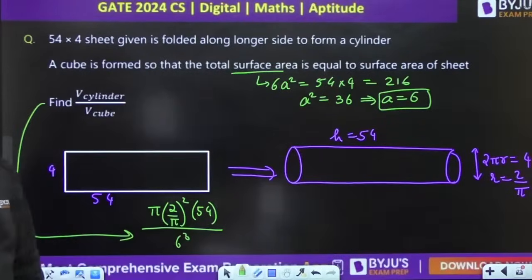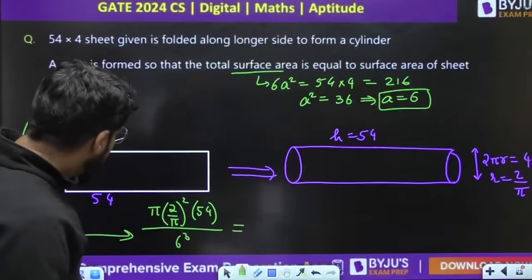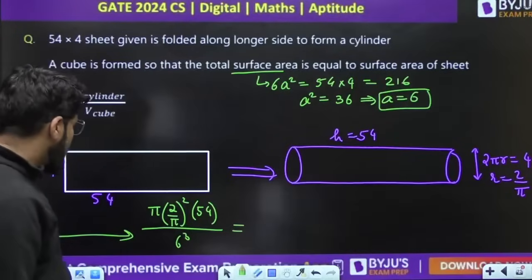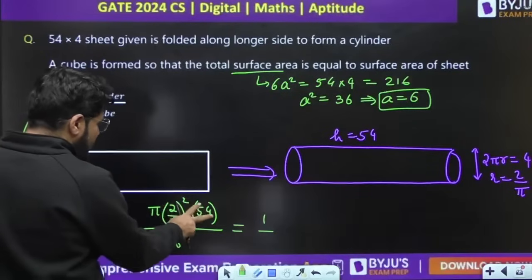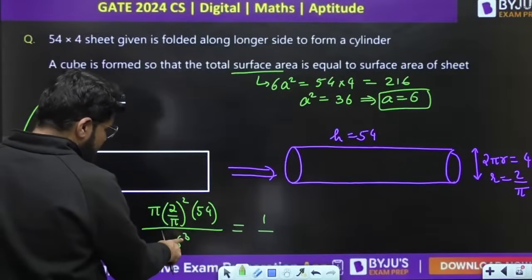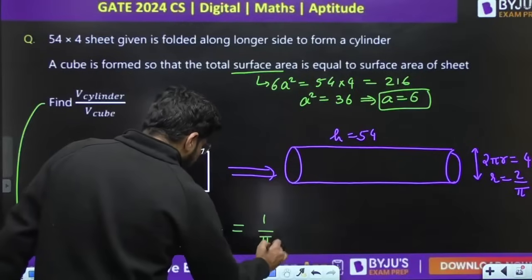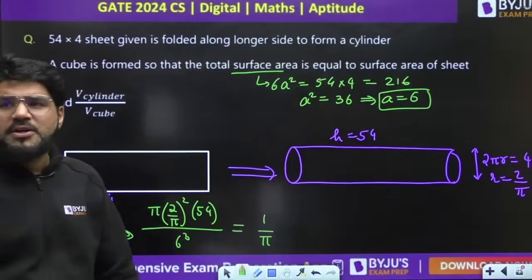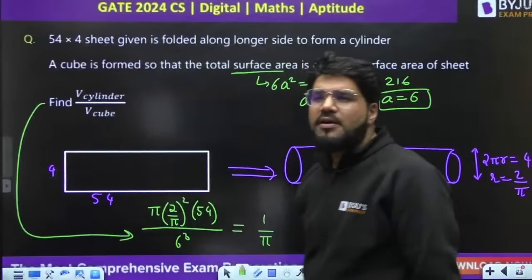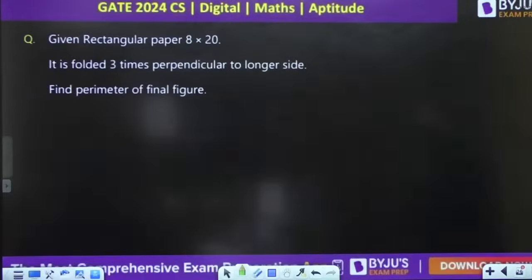Now you have to get back with the answer. So how much is the answer going to be? Let me check. We have 54 into 4, that's exactly cancelled with 6 cube, which is 216. So they are cancelled. Finally, after all cancellations, pi upon pi square, 1 upon pi should be the answer. You can check it here. Done? Next question then.